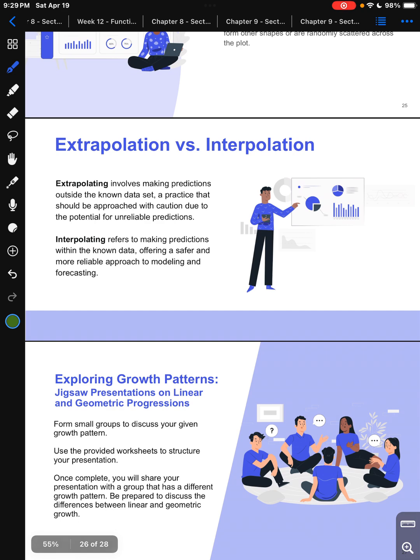Extrapolating involves making predictions outside of the known data set, a practice that should be approached with caution. Interpolation refers to making predictions within the data set.